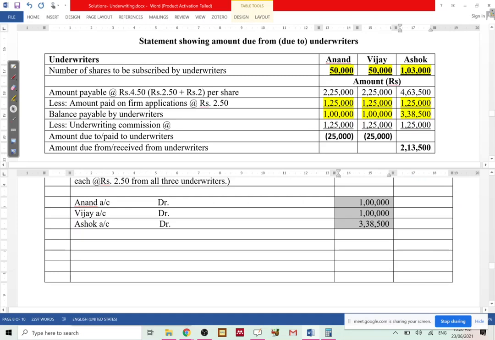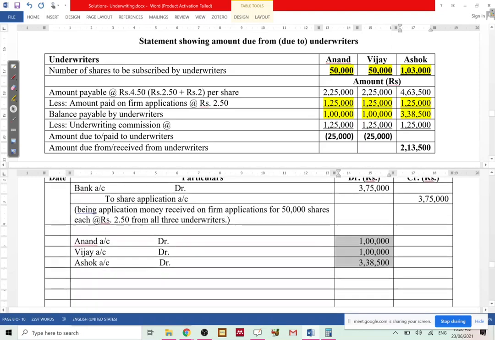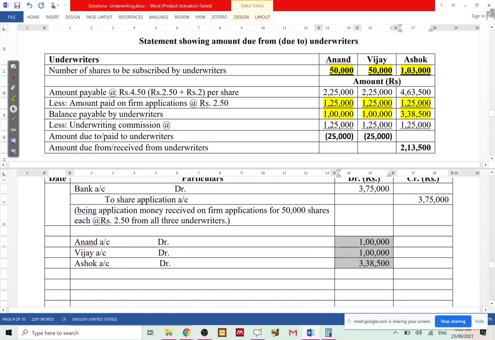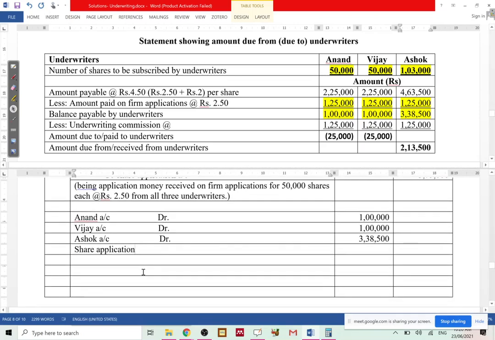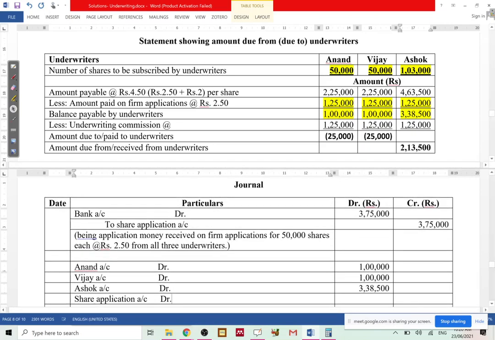Okay. Now where do we transfer this? This has to be transferred also to the equity share capital account, meaning this is the amount that we will receive and it will go to our share capital. So what we will do is a combined entry. What we have credited over here, we will debit it over here and the whole thing we will transfer to the share capital account. Okay. So share application account also, that is the firm underwriting amount.